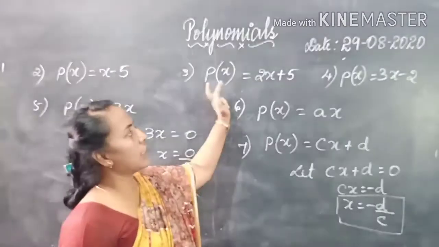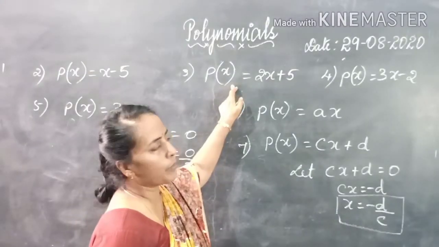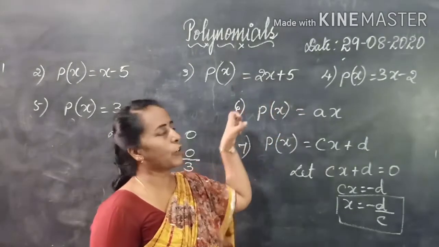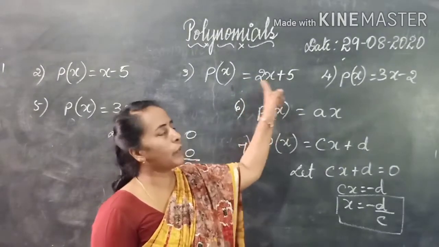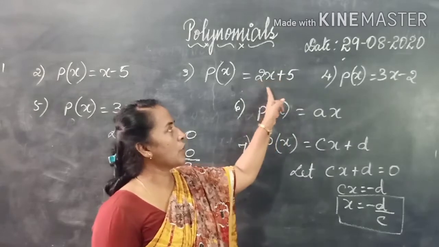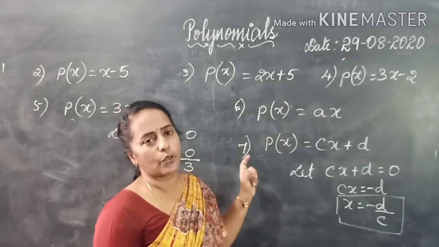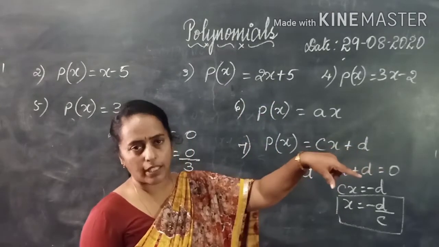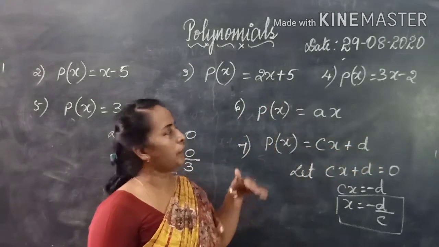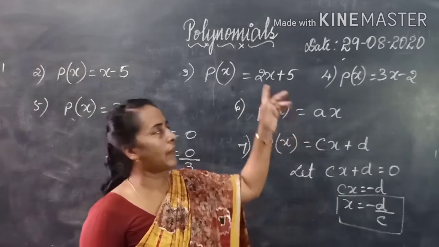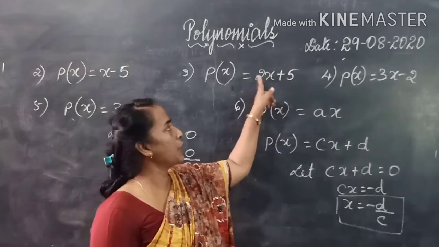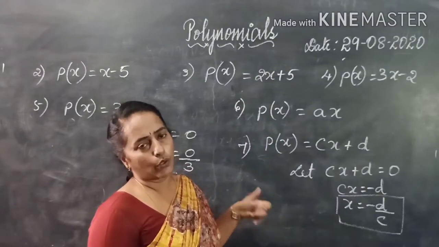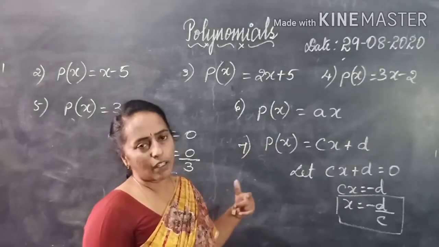Let us move to the third one. Here the given polynomial is 2x plus 5. So how to get the zero of the polynomial? You have to equate this to 0. That is 2x plus 5 equals 0. That is 2x equals, take plus 5 to that side, it will be minus 5. Next step, x equals minus 5, take this 2 to that side, here it is multiplied by 2. When you change the side, it will be divided by 2. So the x value will be minus 5 by 2.